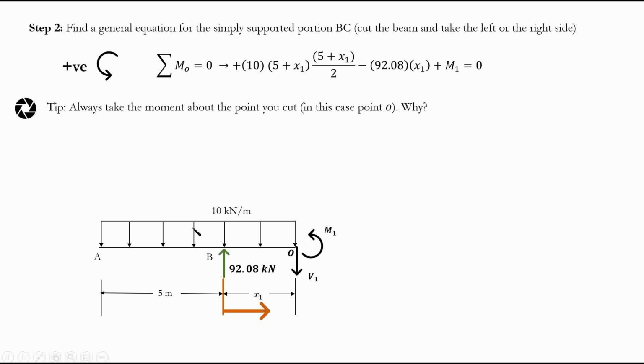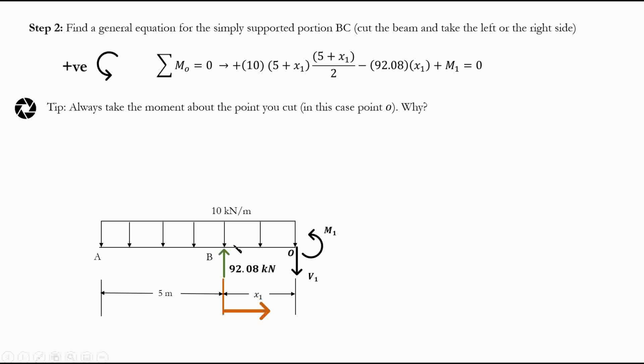Okay, so let's go to finding the moment. Let's start from the left side here. The moment about point O: for this distributed load, I would have 10 multiplied by (5 plus x1), that's my force, multiplied by the distance, (x1 plus 5) divided by 2. That's a moment. Is it positive or negative? It's positive, because I consider the counterclockwise direction positive. You can take any direction that you're comfortable with.